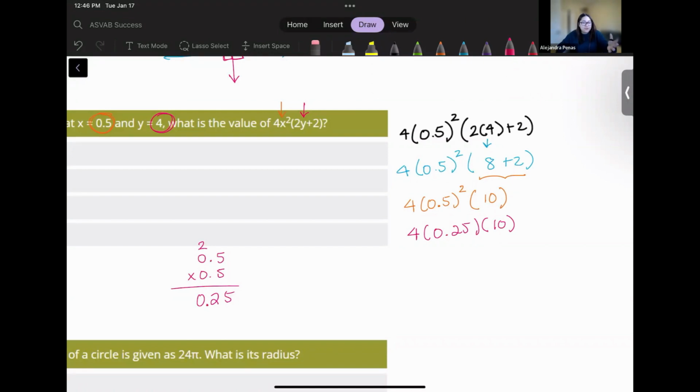And you're supposed to do PEMDAS from left to right. But because we have multiplication only, like there's just a bunch of numbers multiplying, you do have a little bit of freedom of multiplying this in whatever order you want. It doesn't really make a difference. So I'm going to go ahead and just multiply 4 times 0.25 first. So 4 times 0.25 is going to be 1. So this is going to equal 1 times 10. So your answer is going to be 10.